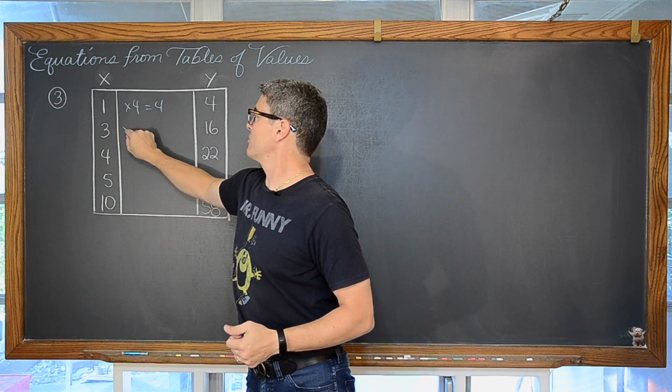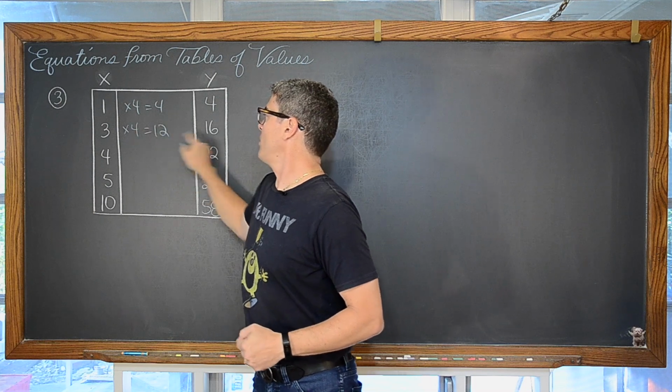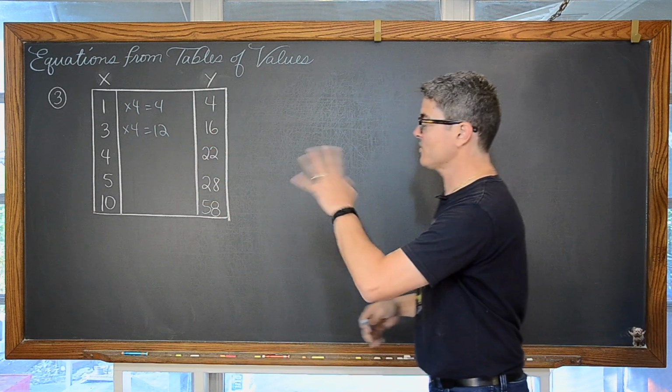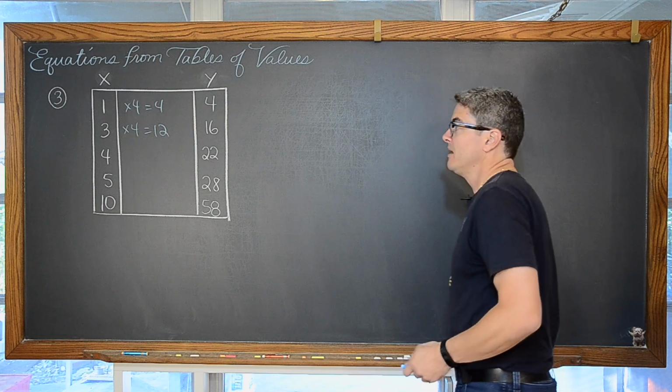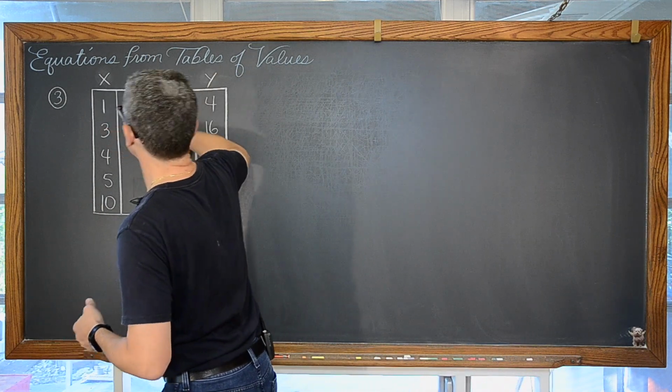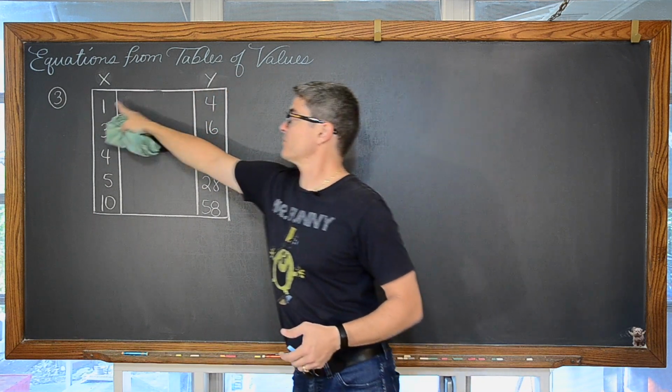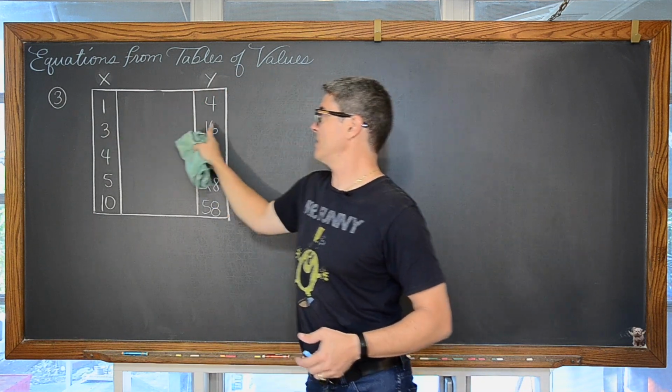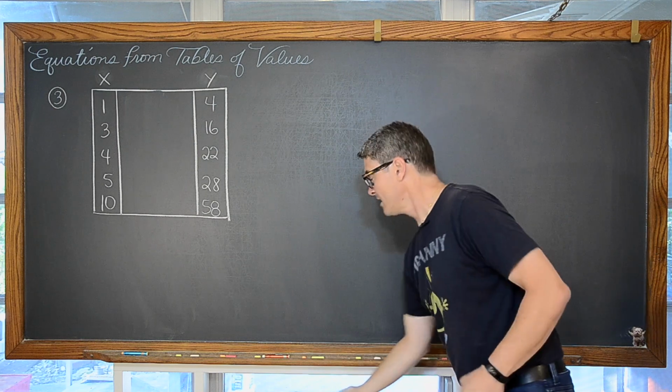But when we try doing 3 times 4, we get 12, and the answer is supposed to be 16. So while multiplying by 4 works for the first line, it does not work for the second one. You could say maybe add 3. 1 plus 3 is 4, but 3 plus 3, again, is not equal to 16.